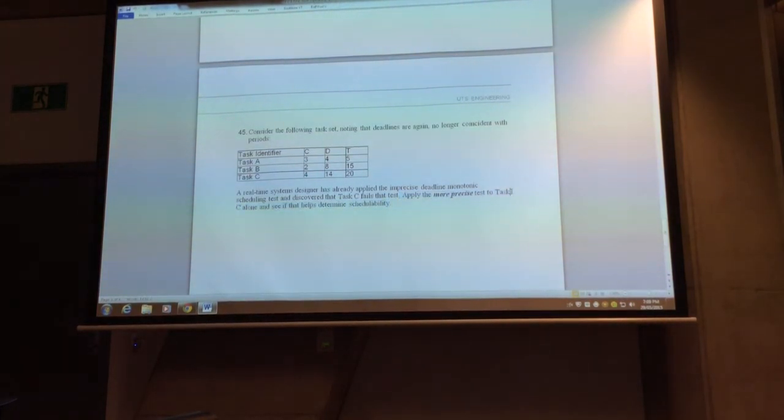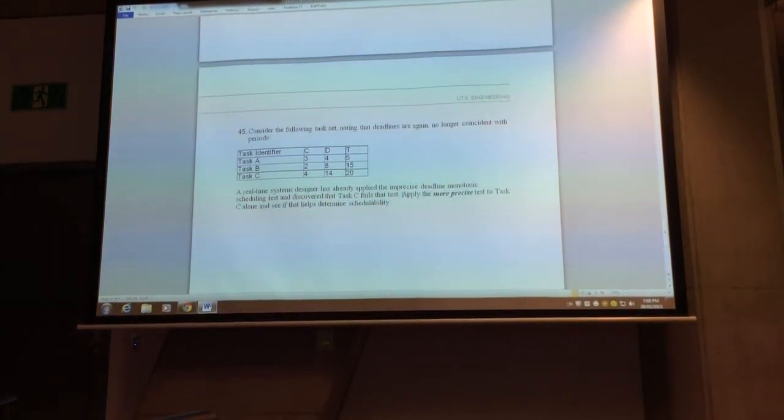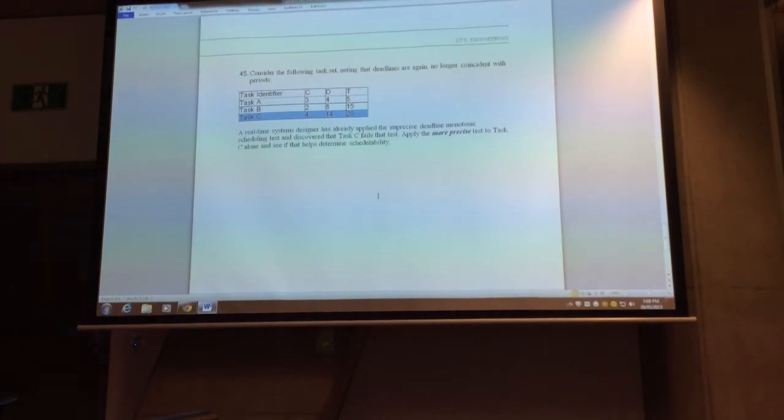But every semester there's 1 or 2 courageous students who see a question like this in the exam and go ahead and apply the more precise expression for interference factor to all 3 tasks, which is admirable, but a complete and utter waste of time. So don't do that. If the question asks for the more precise test to be applied to a particular task, then that's all you need to do.